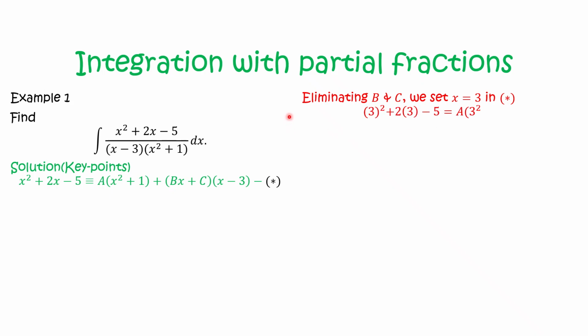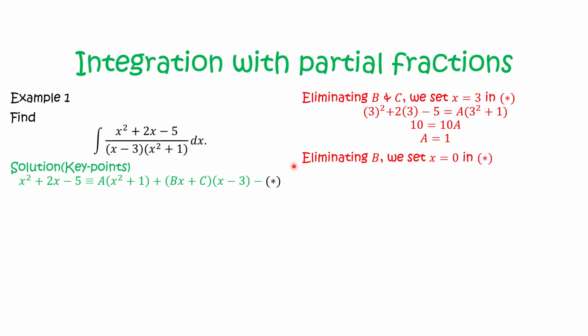In so doing, we eliminate B and C, and we get 3 squared plus 2 times 3 minus 5 is equal to A times 3 squared plus 1. Simplifying that further, we get 10 is equal to 10a, implying that a is equal to 1.